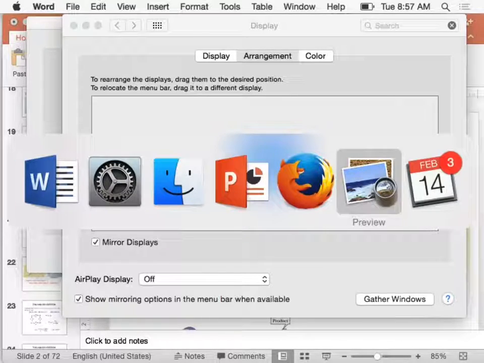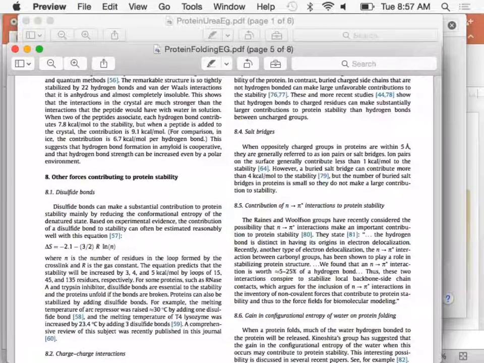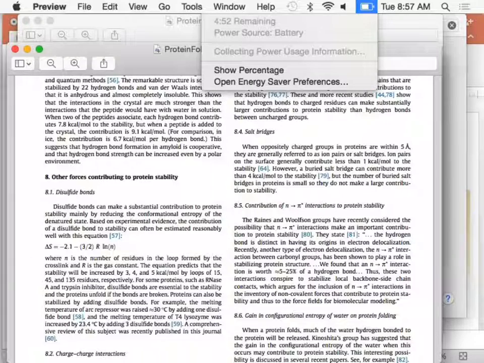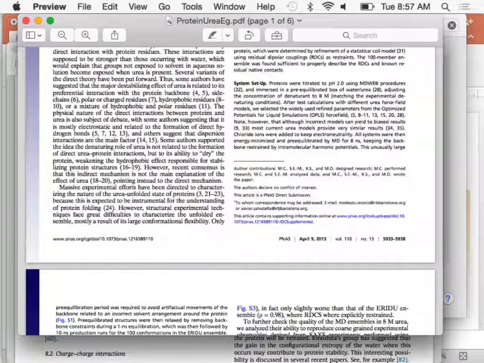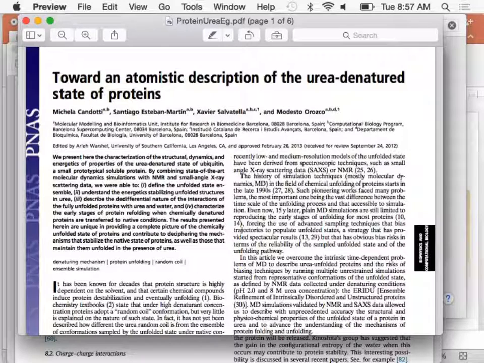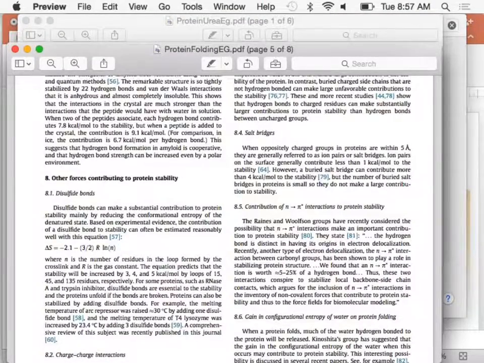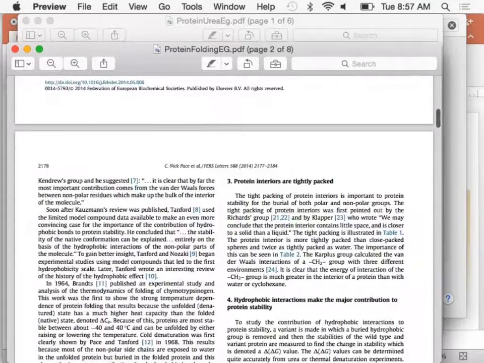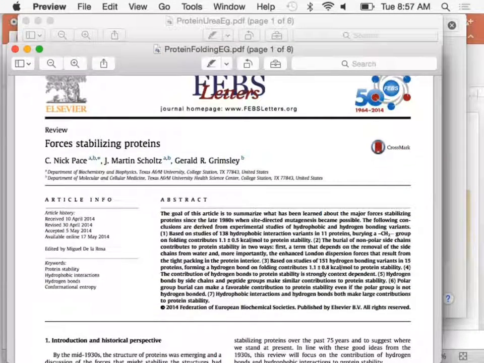To cycle through and find stuff. And I can't click between these. Maybe I can. So we had two papers. We had Toward an Atomistic Description of Urea Denatured State of Proteins, and then we go all the way down to the bottom. We had Forces Stabilizing Proteins. Okay, so a lot of what we'll be doing today is just talking about these and saying what you saw or did not see.